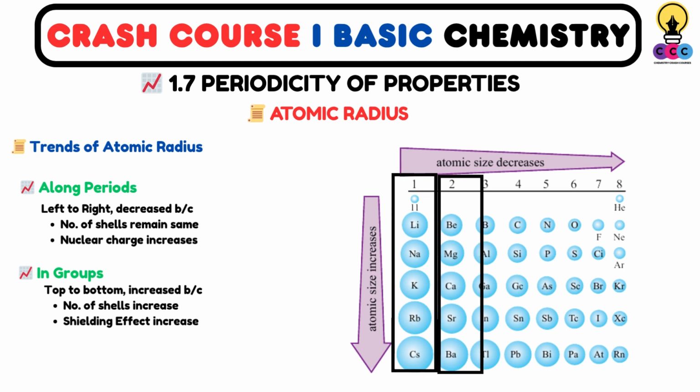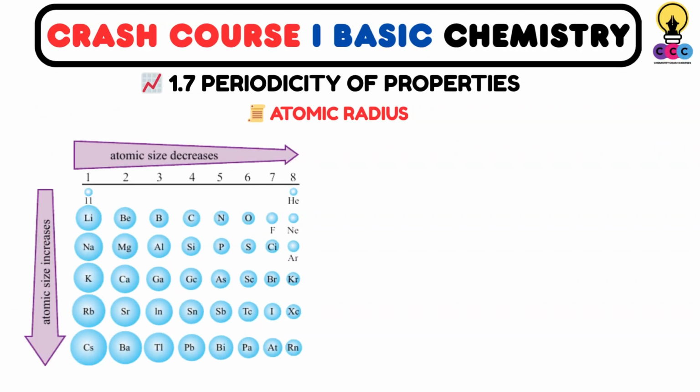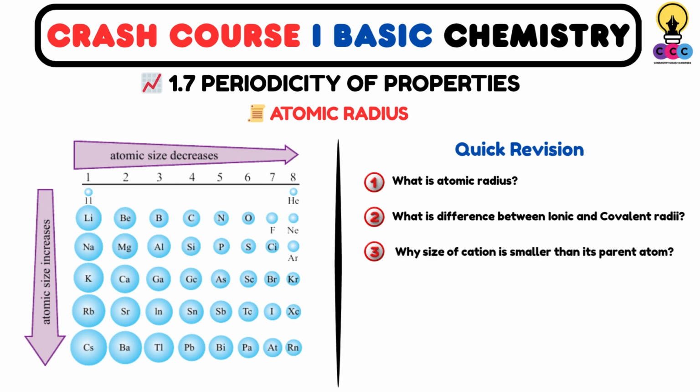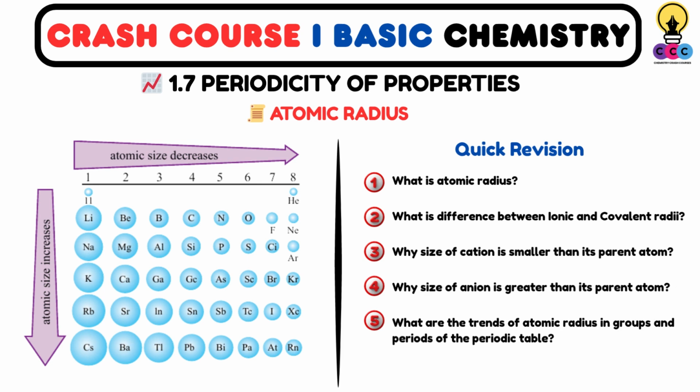Concisely, in this lecture we answered a few important questions. First, what is atomic radius? Second, what is the difference between ionic and covalent radii? Third, why is the size of a cation smaller than its parent atom? Fourth, why is the size of an anion greater than its parent atom? And finally, fifth, what are the trends of atomic radius in groups and periods of the periodic table?